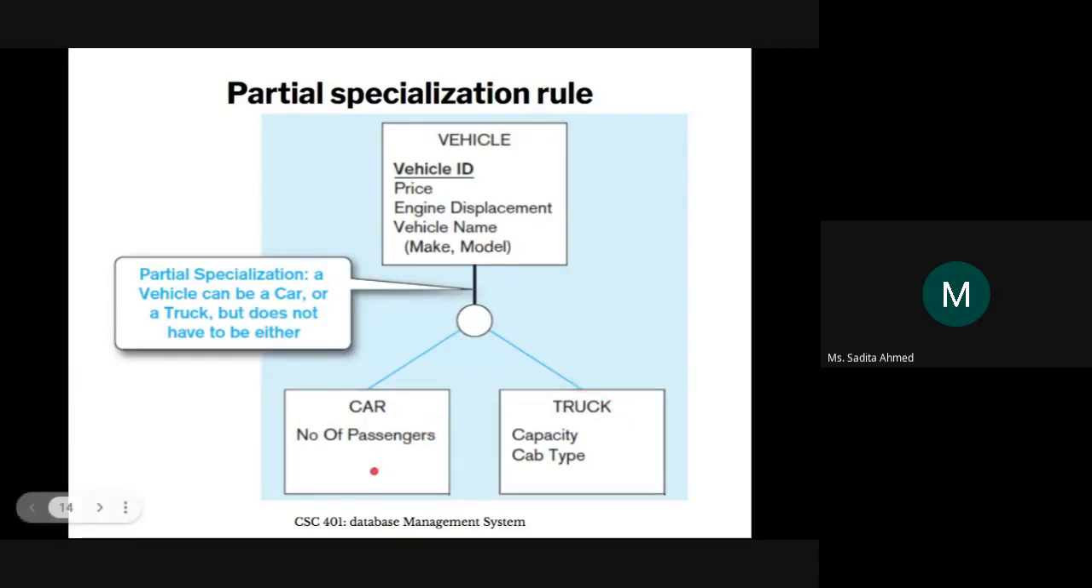A car cannot be a truck at the same time. A car has number of passengers. It does not have capacity or cap there. Can a car and a truck, can they overlap? Think about that. Can you have such a vehicle instance which is both a car and a truck at the same time, or both a motorcycle and a truck at the same time? Anything like that?